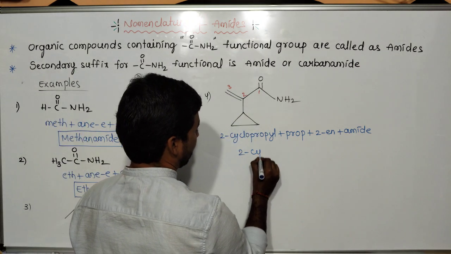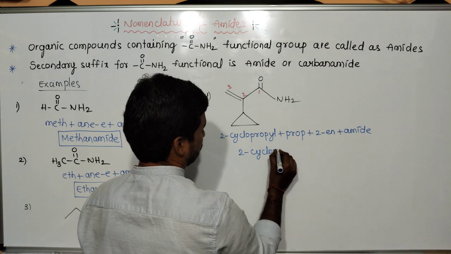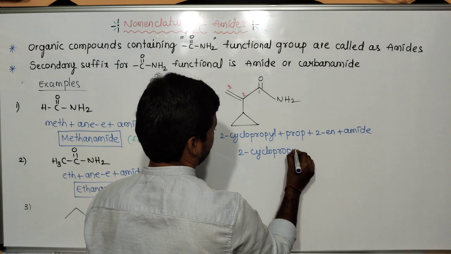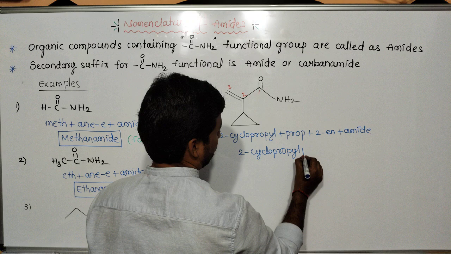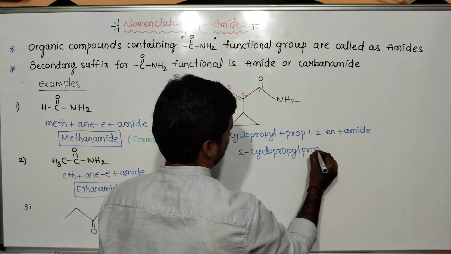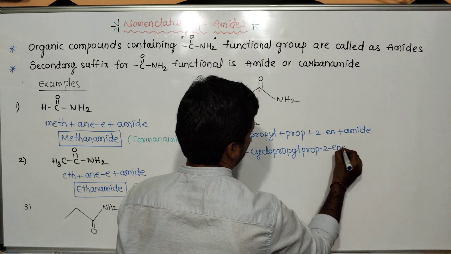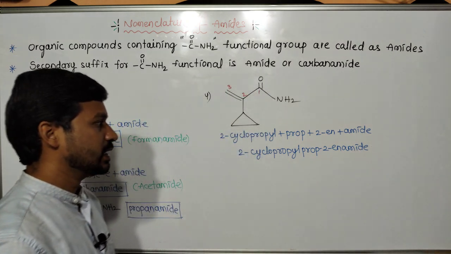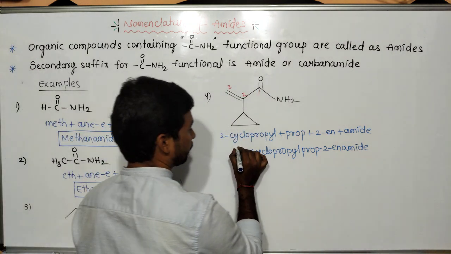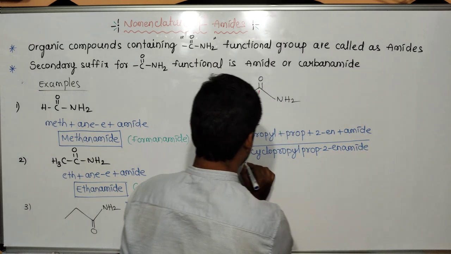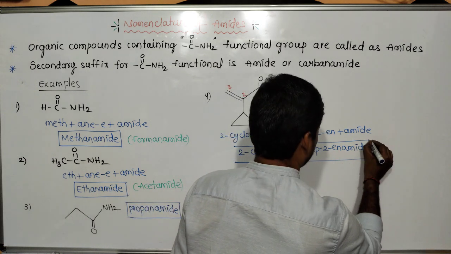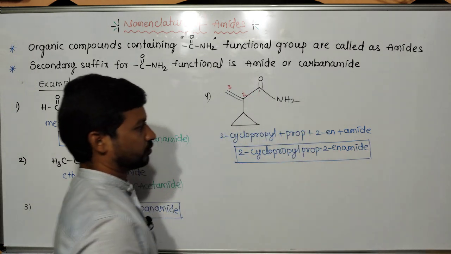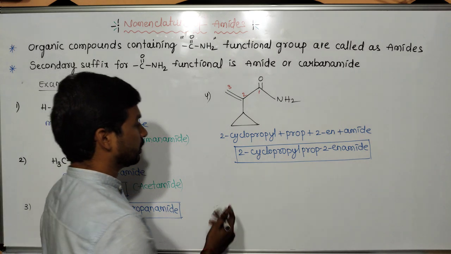So this molecule is 2-cyclopropylprop-2-enamide. Prop-2-enamide with 2-cyclopropyl is the IUPAC name of this molecule. Next example.